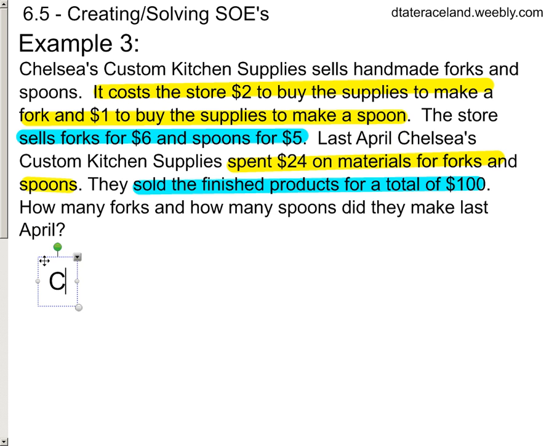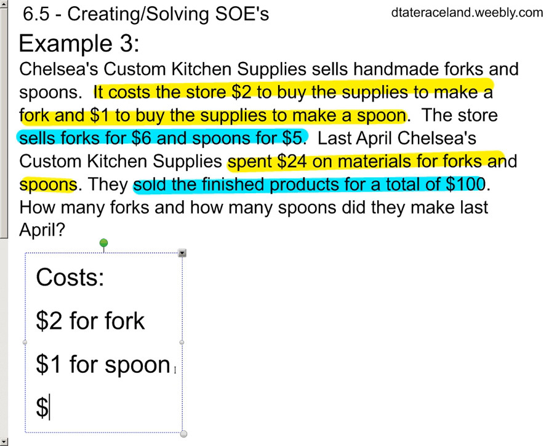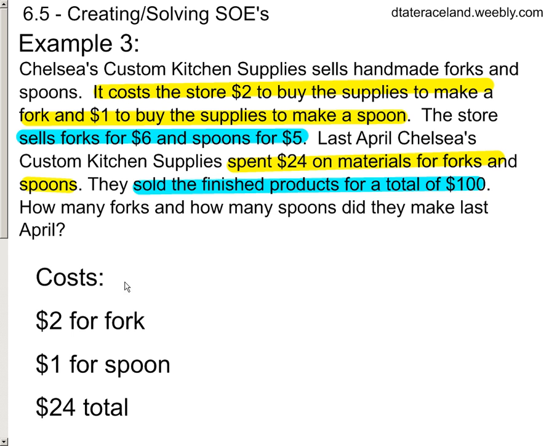So let's see, we've got costs, okay. Now, let's make that a little bit bigger there. Cost. There we go. It cost $2 for a fork. That'd be 1 fork, and it cost $1 for a spoon. Okay, that's in yellow. And then do you see they spent a total of $24 on material? So that's how much cost for each fork and each spoon, but it was $24 cost total. Okay, so that's 3 different pieces of information.